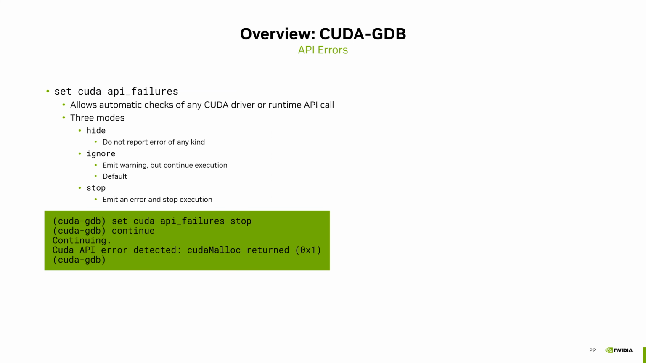All right, let's talk about API errors. If you want to track API errors, you can set the behavior with set cuda api_failures. This allows automatic checks of any CUDA driver or runtime API call. There are 3 modes that you can set: either hide, you don't want to report an error of any kind; ignore, you want to emit a warning but continue execution. This is the default setting. Or stop, you want to emit an error and stop the execution. So you can see here, I set CUDA API failures to stop, then I continue, hit an API error, and execution has halted, and I'm allowed to debug the inferior at that point.